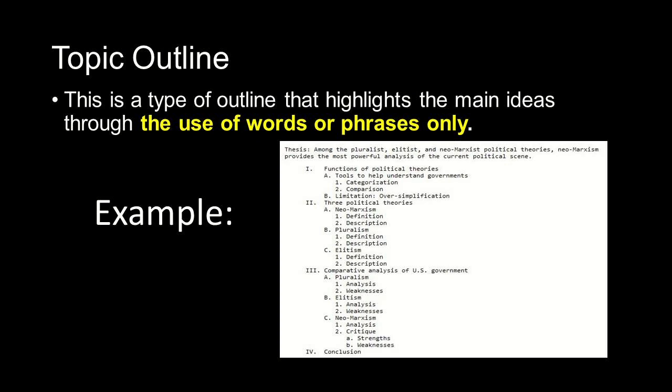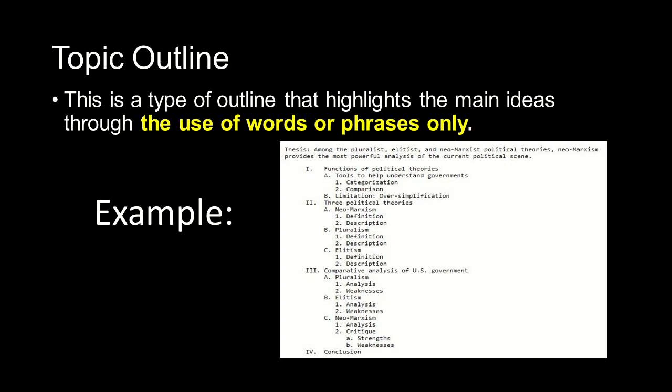The main ideas are signified through the use of Roman numerals. In paragraph 1, the author wishes to talk about the functions of political theories. In paragraph 2, the three political theories. In paragraph 3, the comparative analysis of the U.S. government. And lastly, paragraph 4 will highlight the conclusions made by the author.